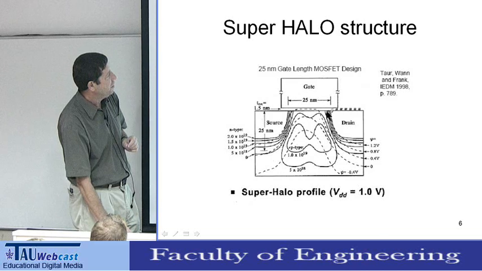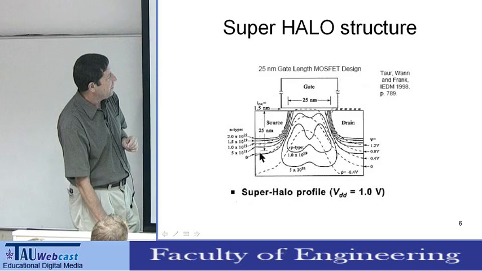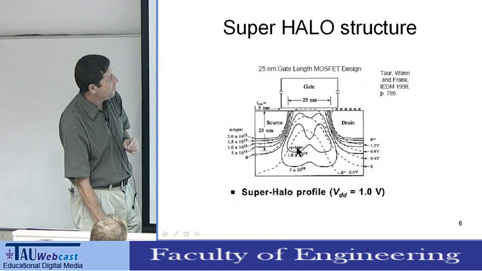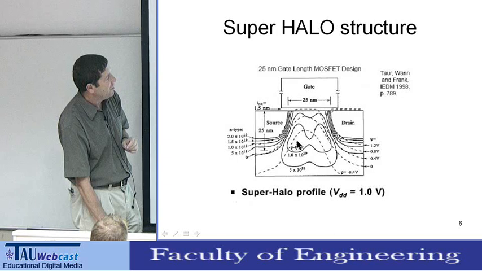What you can see here is that the junction starts here and goes down. You see that the slope of the profile is from here to here. But on the side here, the slope is much steeper, because what they do is implant a P-type here, and here they implant a P-type in this region and this region. And this makes the slope here steeper.